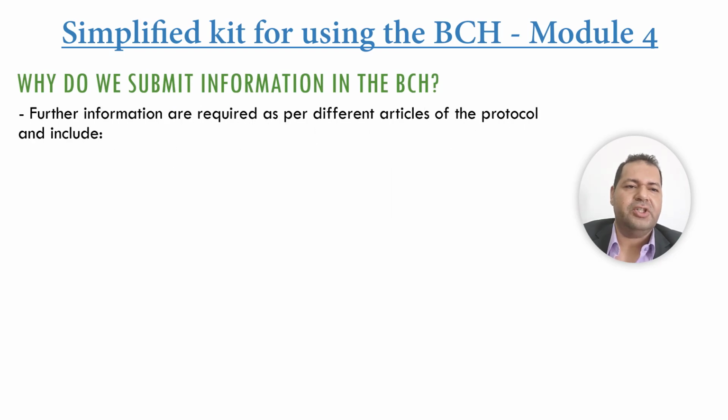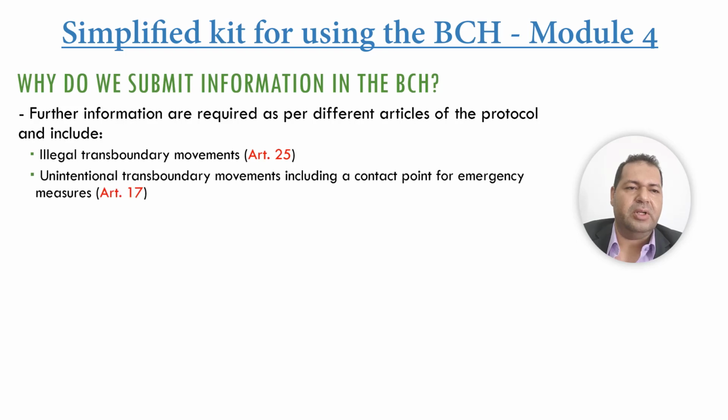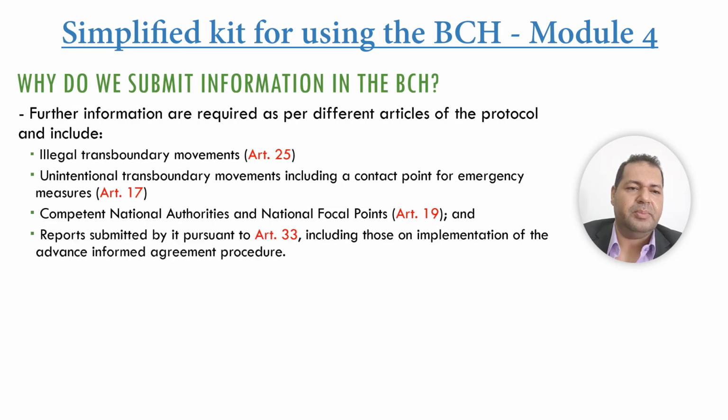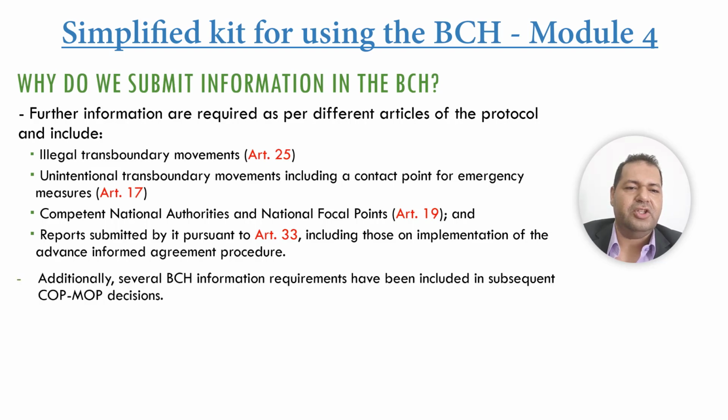Also, further information is required as per different articles of the protocol. This includes illegal transboundary movement under Article 25, unintentional transboundary movement, including a contact point for emergency measures, Article 17, competent national authority and national focal point, Article 19, and reports submitted by parties pursuant to Article 33, including those on the implementation of the Advanced Informed Agreement procedure. Additionally, there are BCH information requirements that have been included in subsequent COPMOP decisions.